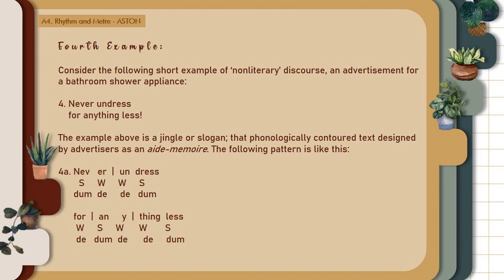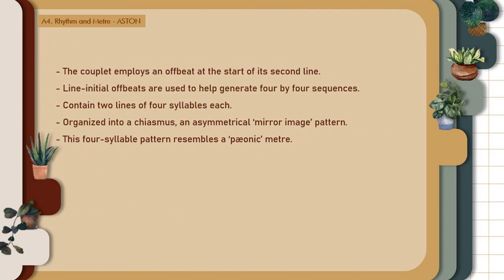The pattern of the above line is like this: never undress for anything less. Notice how the couplet employs an offbeat at the start of each second line. Line initial offbeats are commonly used to help generate so-called 4x4 sequences, and the example above does indeed contain 2 lines of 4 syllables each.